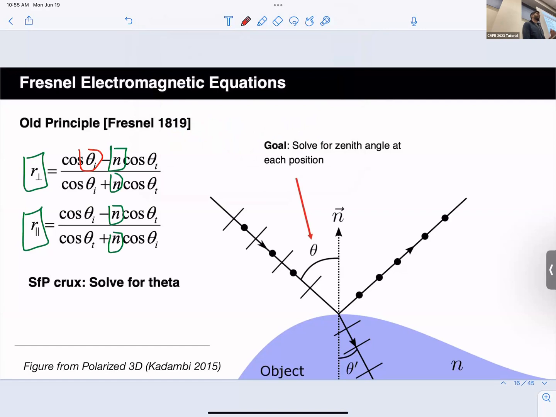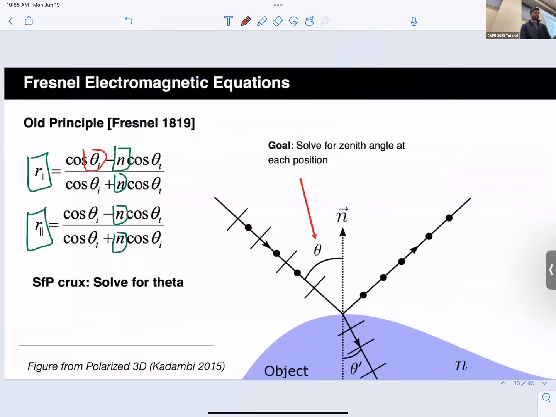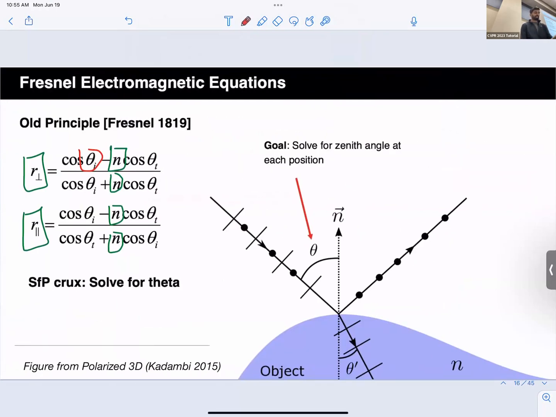Now you can start to see how many assumptions there are. First, you need the refractive index, n, to solve this, right? I just circled this refractive index in green, but it's really a red quantity because you need it. How are you going to get the refractive index of an object? Objects around us have very different refractive indices.